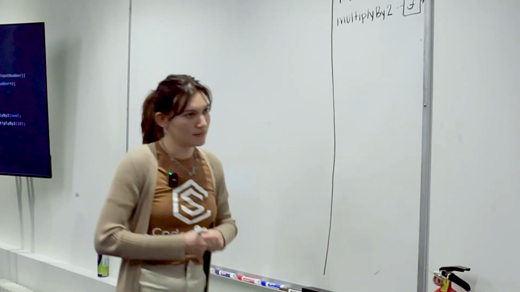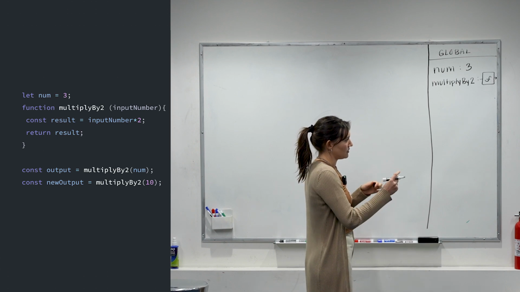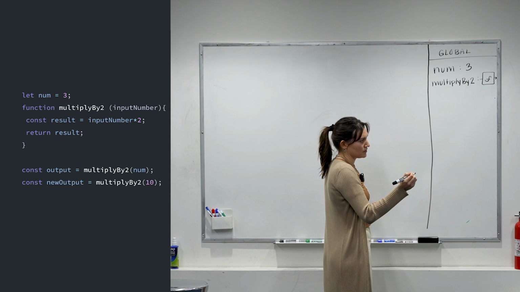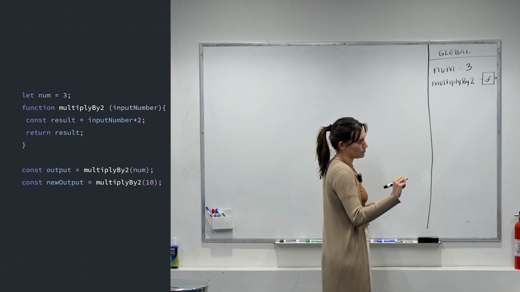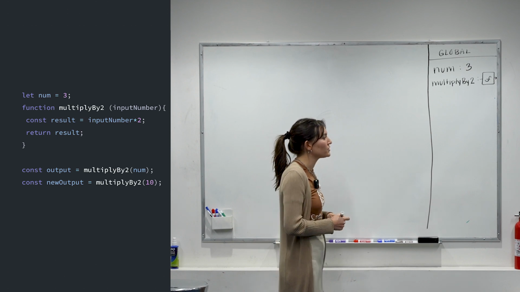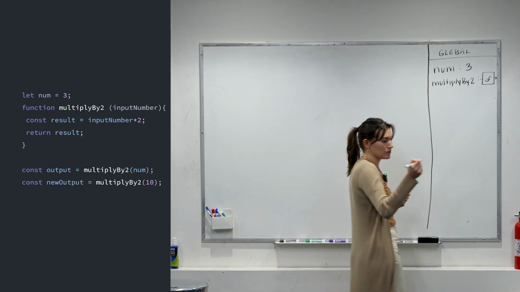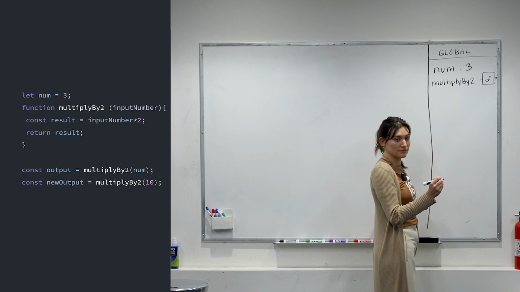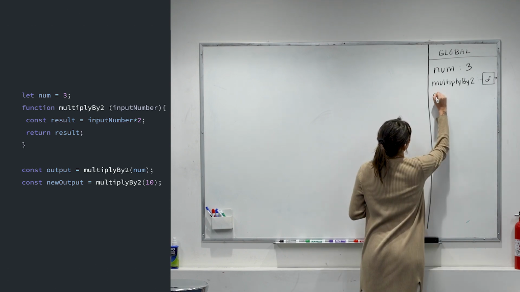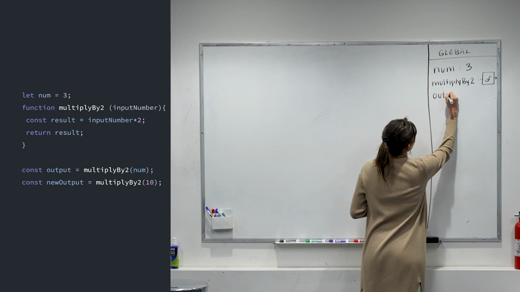You're declaring a const named output. Okay. And it's equal to the function multiply by 2 with the parameter of num. Sorry, it's an argument. Cool. All right, and where are we storing this variable output? You're storing the variable into your global. Super duper. All right, cool. So we're declaring this variable output.